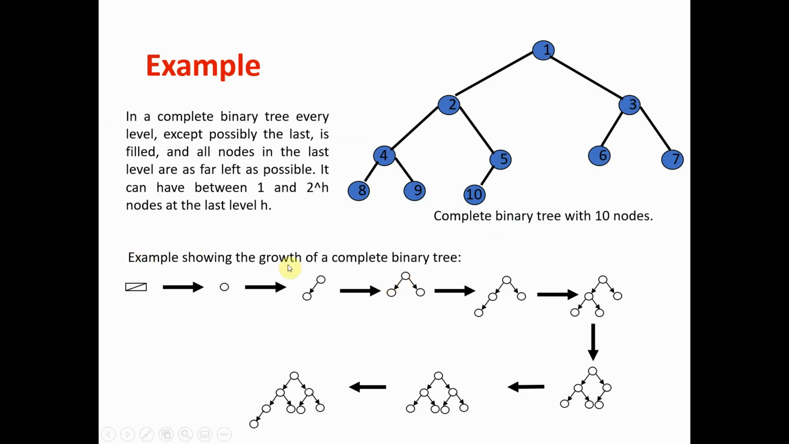This also shows the different complete binary trees that we can have right here. If you have no nodes, an empty tree is also complete. One node, this is complete. Two nodes, this is complete. 3 nodes, this is complete. 4 nodes, this is complete. 5 nodes, 6 nodes, 7 nodes, and 8 nodes, all complete. So it basically demonstrates the growth of a complete binary tree based on the number of nodes that you have in your tree.